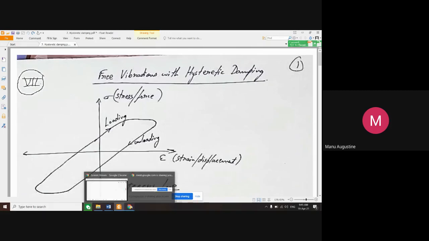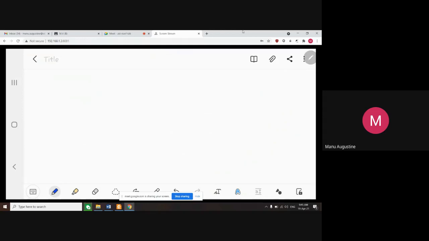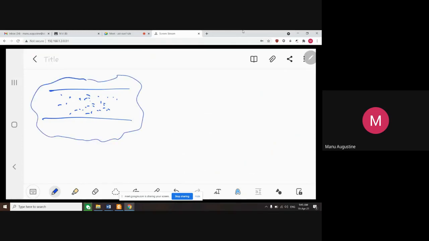See, in the case of viscous damping, what were you doing? In reality, what is happening? There is some fluid, some real fluid in the form of lubricant, which has got some viscosity and all, and there is relative motion between two surfaces. But for the sake of mathematical treatment, you converted this entire real world scenario into a model like this.